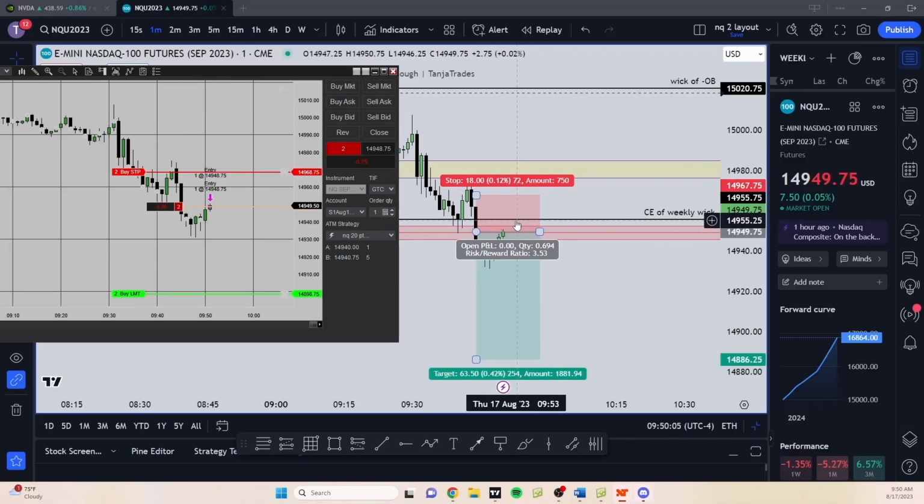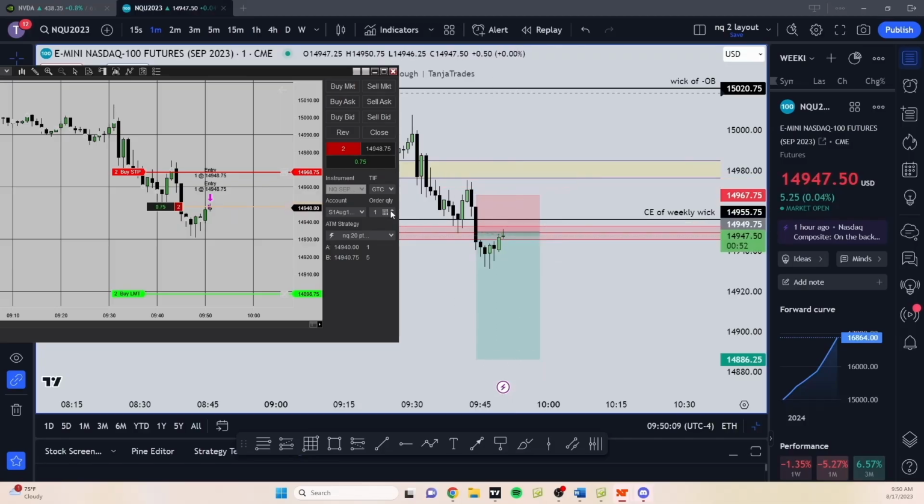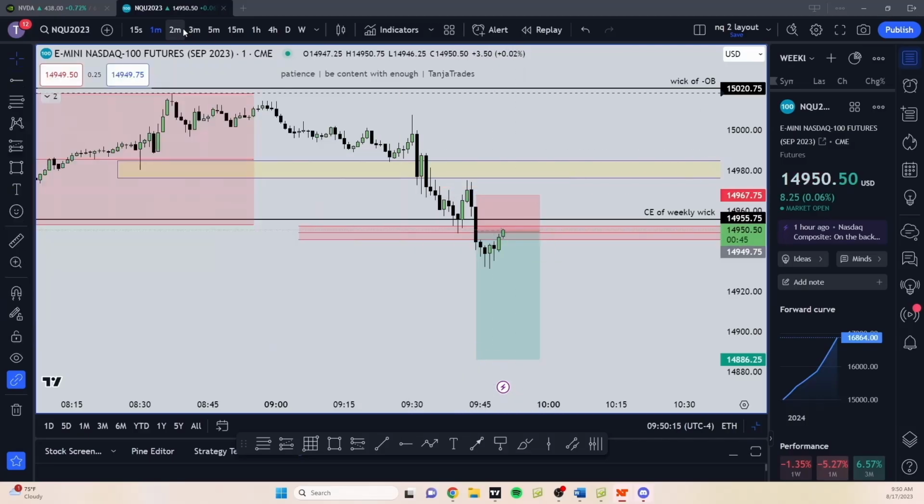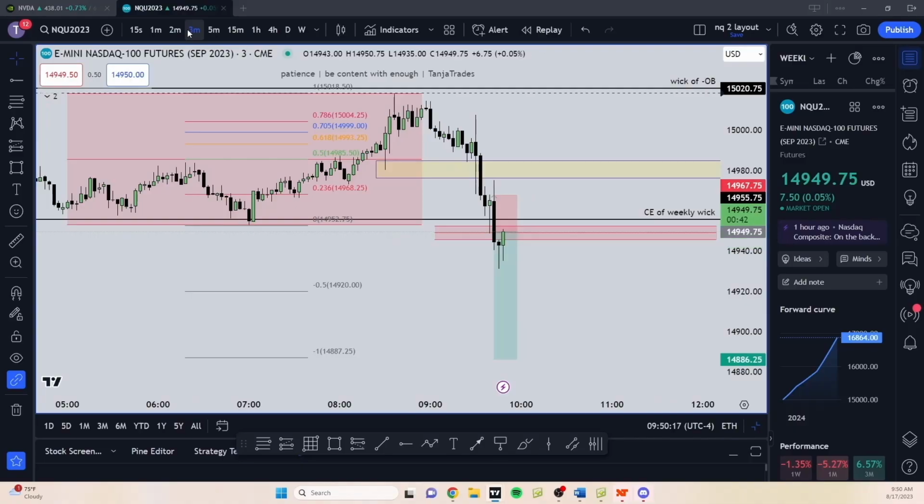I feel okay putting my stop at the top of the order block's body because it already left and broke structure from that area, so we shouldn't come back all the way up there. Also, that's a pretty large fair value gap, so you can put your stop there then.